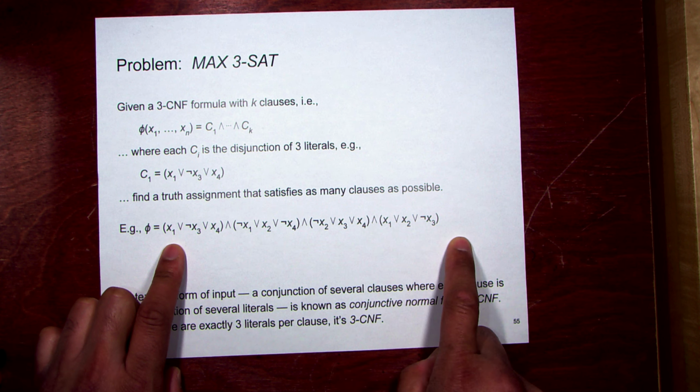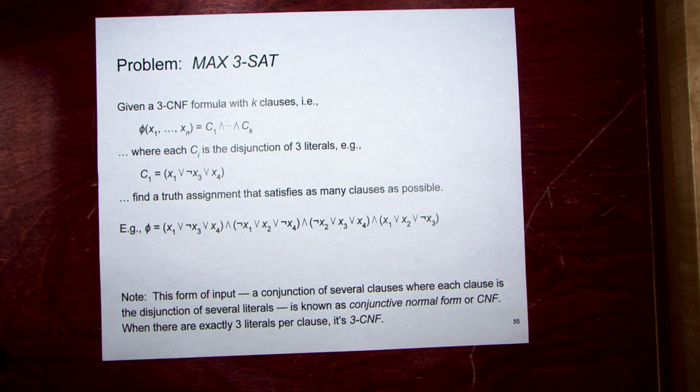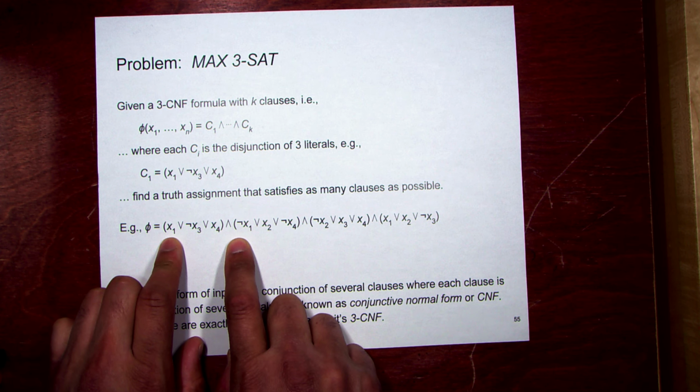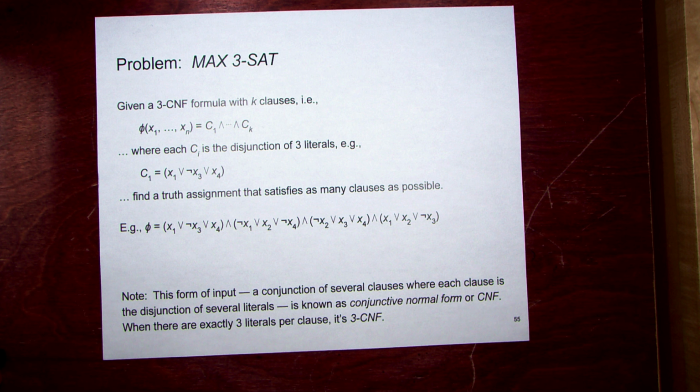A 3SAT problem is in a normal form called 3CNF, and 3CNF looks exactly like this. Each clause has 3 literals in it. And there's a theorem that says you can transform any logical expression that you can dream up into 3CNF.